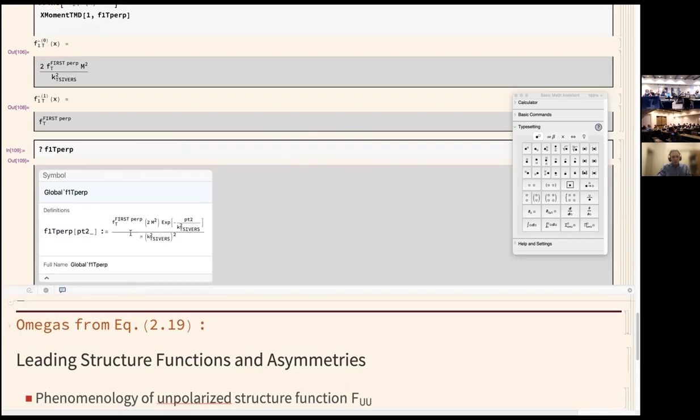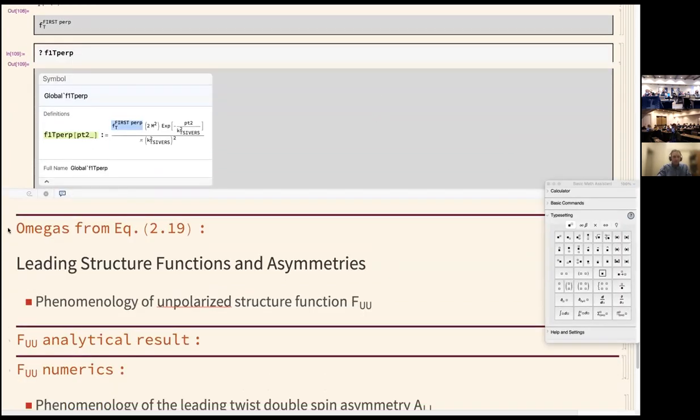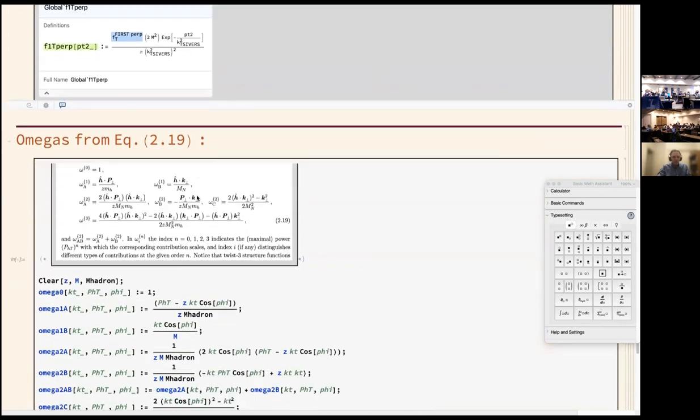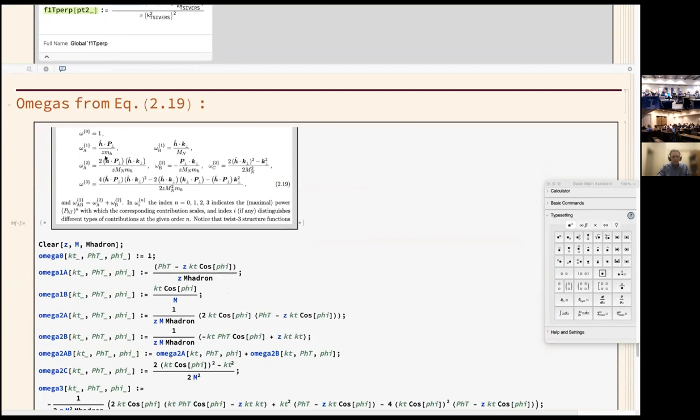And it says F1T perp is the function that is parameterized by F1 first perp. This was my clumsy way of writing. This is the first moment of the Sivers function times this Gaussian dependence. This is how it should depend on the intrinsic momentum. So now I'm saying here omegas from equation 2.19, again referring to this paper with Saman Bastami and others. Those are nothing but the weights that I encounter in the convolutions. So you can find them also in the TMD handbook.